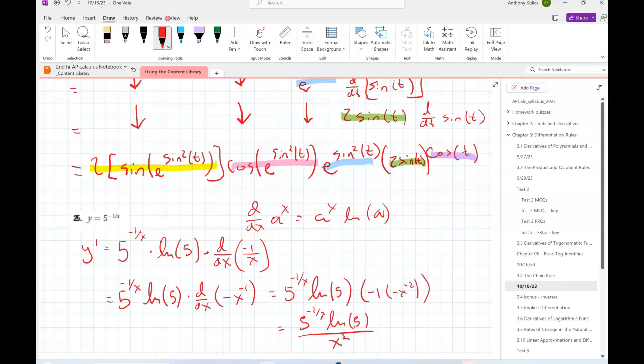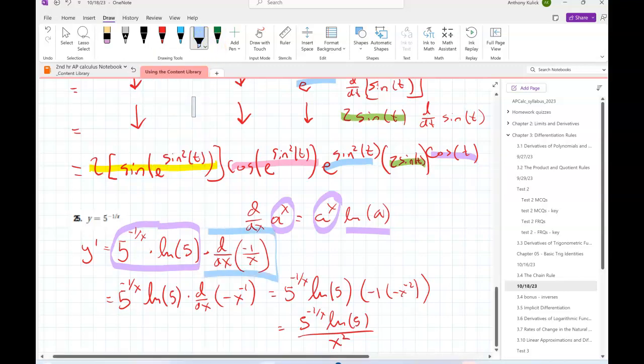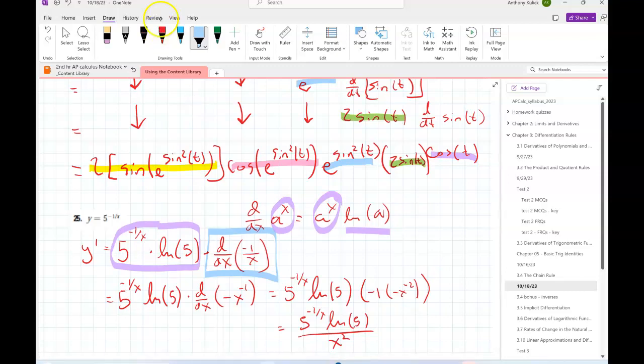Isabel? Why did you leave it as 5 to the negative x at the very beginning? Because the derivative of a to the x is a to the x times the natural log. So that's what I have. The derivative of the outside, and then I have times the derivative of the inside. Okay?